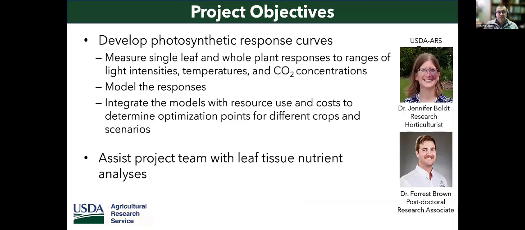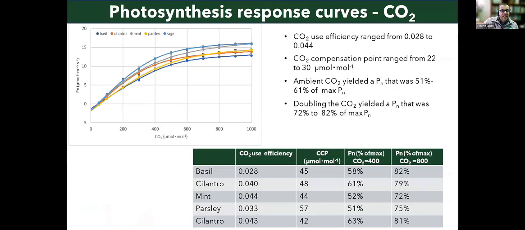And then they're going to model these responses and look at how, let's say, increasing CO2, how much that's going to cost, and really what are you going to gain in terms of harvestable fresh mass. They're also going to assist the project team with analyzing leaf tissue for nutrient analysis. So here's some of their preliminary work where we're looking at 5 different culinary herbs.